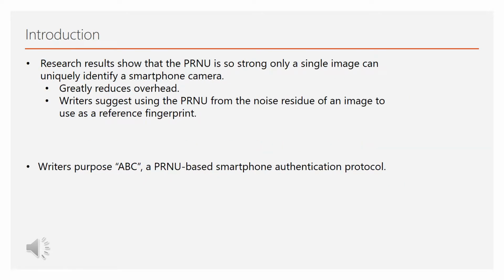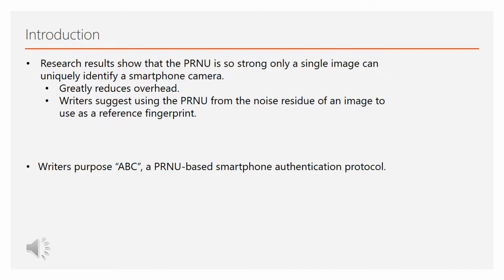The writers' research results show that PRNU is so strong that only a single image can uniquely identify a smartphone camera, whereas from a conventional camera, 50 images were needed. This lowers overhead incredibly.